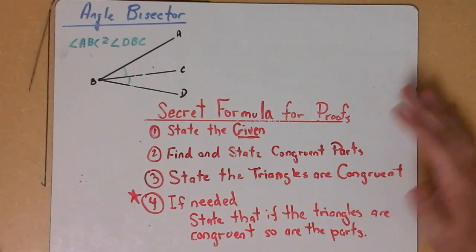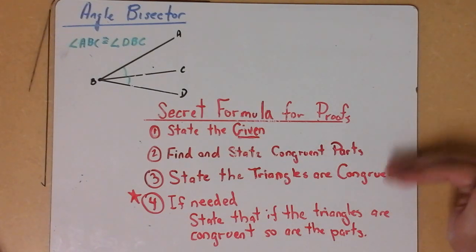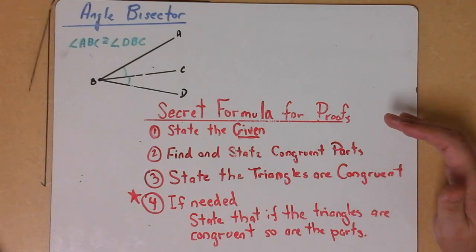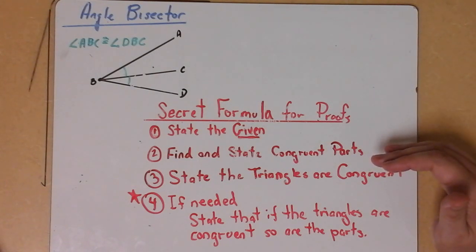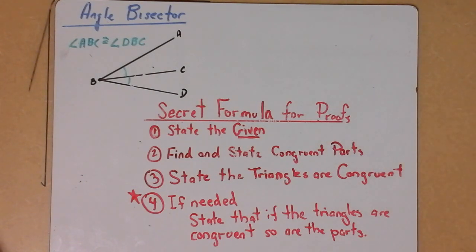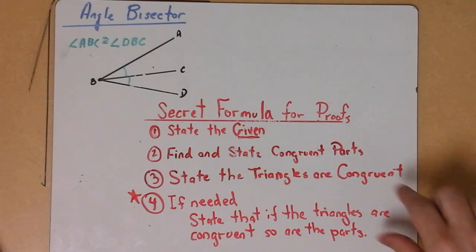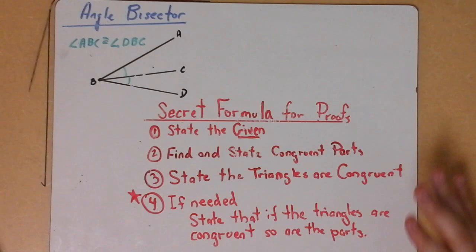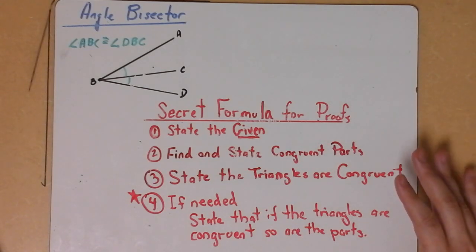I gave you guys a secret formula for proofs. Let's start again. We're going to say state the given, find and state congruent parts, state that the triangles are congruent, and if needed, and that's what's going to be covered in this video, state that if the triangles are congruent, so are the parts.